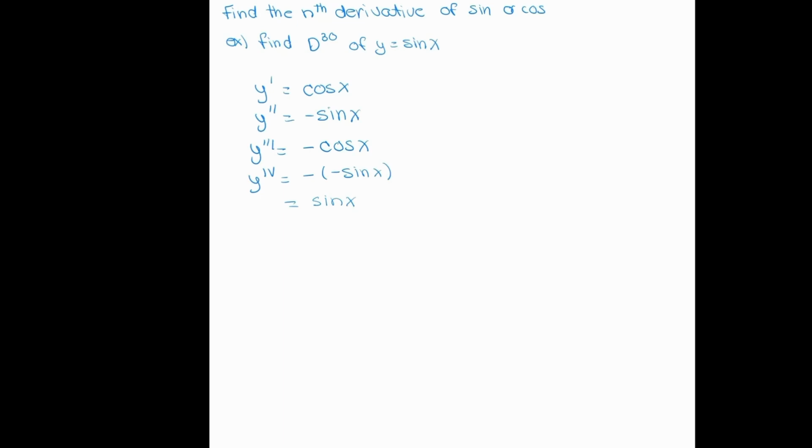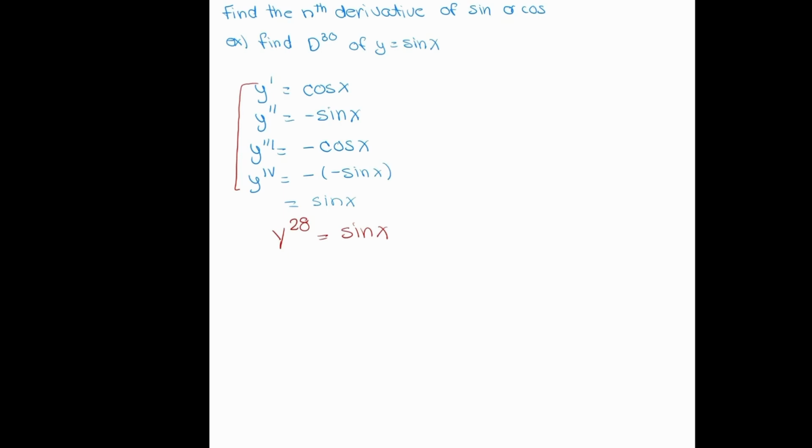So we need to take a look and ask, what's the pattern here? The pattern is repeating. Every fourth derivative goes back to the original. We're going to use this pattern to figure out the 30th. Now 30 is not divisible equally by 4, so I'm going to look for the next closest derivative before that. 28 can be divided by 4. So I know that my 28th derivative will be back to sine x.